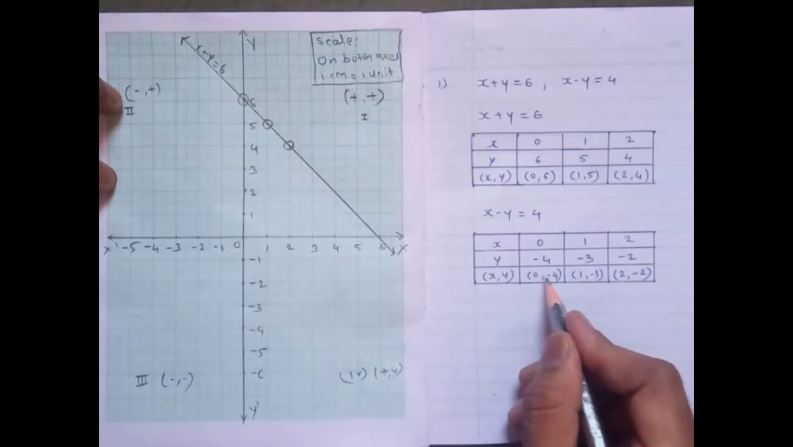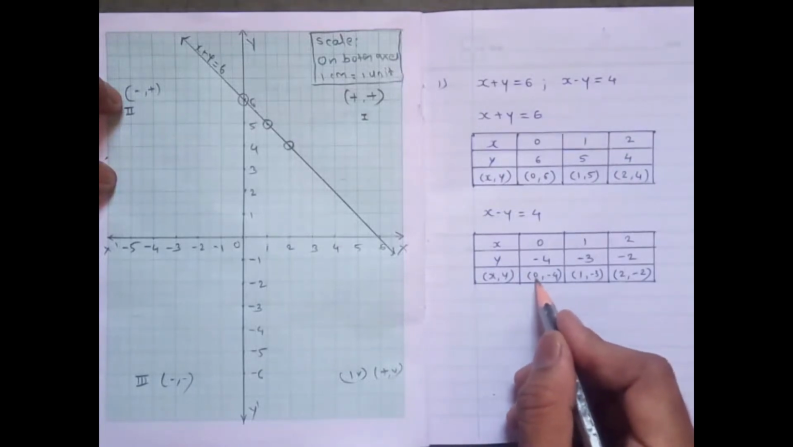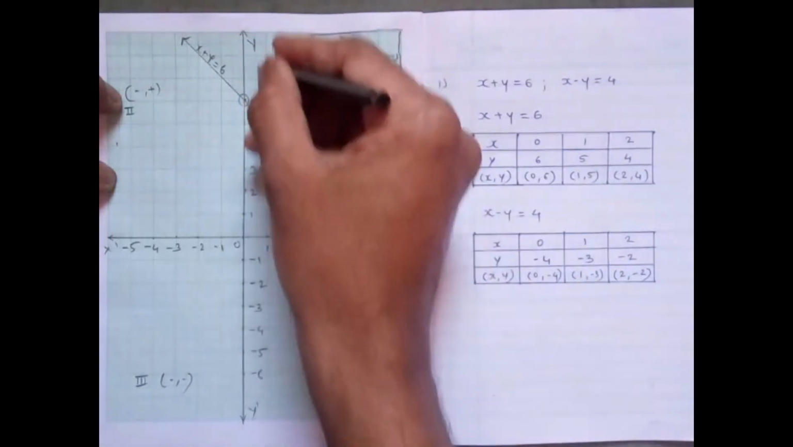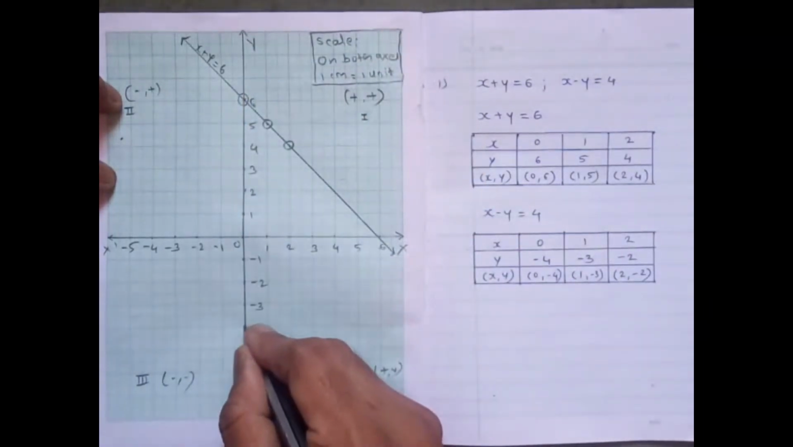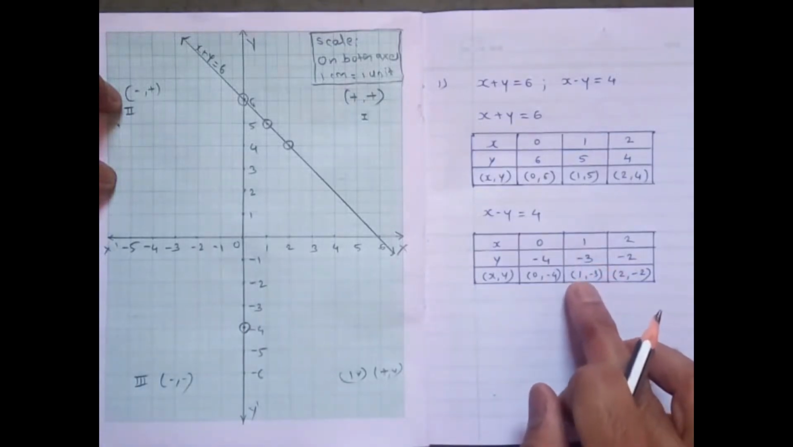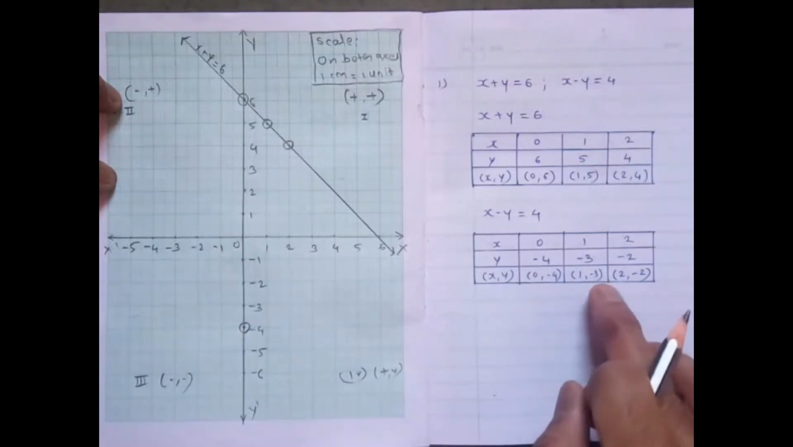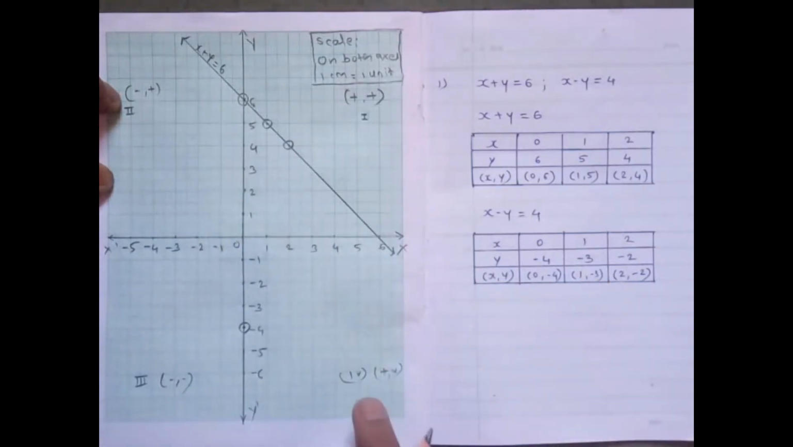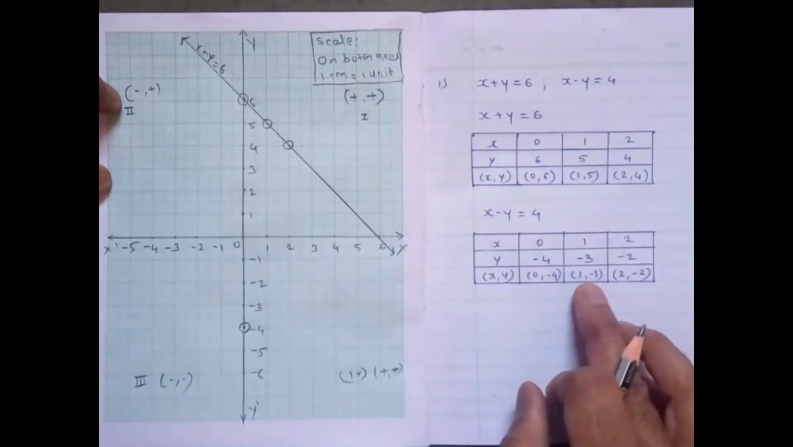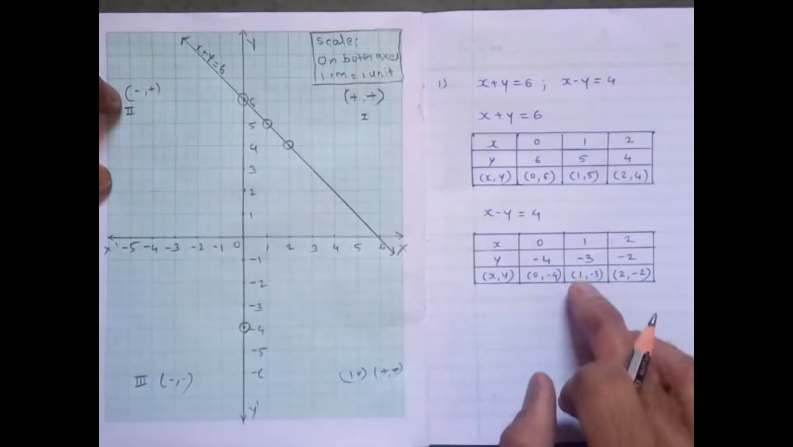first 0, -4. So value of x is 0, therefore this point is on the y-axis. So here -4. On the y-axis, where is -4? This is -4. So this is the first point. Second is 1, -3, means +1 -3, plus minus. Where is plus minus? Here is plus and minus. Plus and minus. So point will be here in the fourth quadrant.